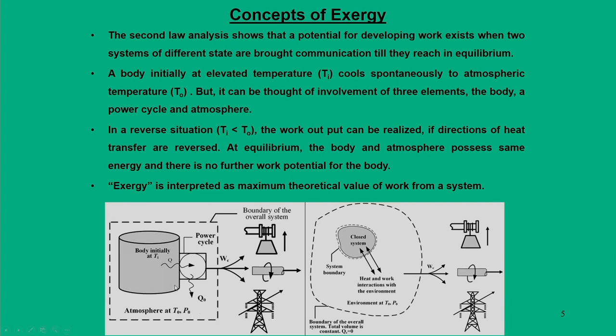In order to extract work potential from this body, this work potential needs to be evaluated with respect to atmospheric conditions or atmospheric parameters. To do that, we can think about a power cycle that can run in between. It is as if we are evaluating a Carnot cycle which operates between the initial temperature Ti and the atmospheric temperature T naught, and we are getting the work output from this power cycle. As long as Ti is greater than T naught, we can get the work output from the system.